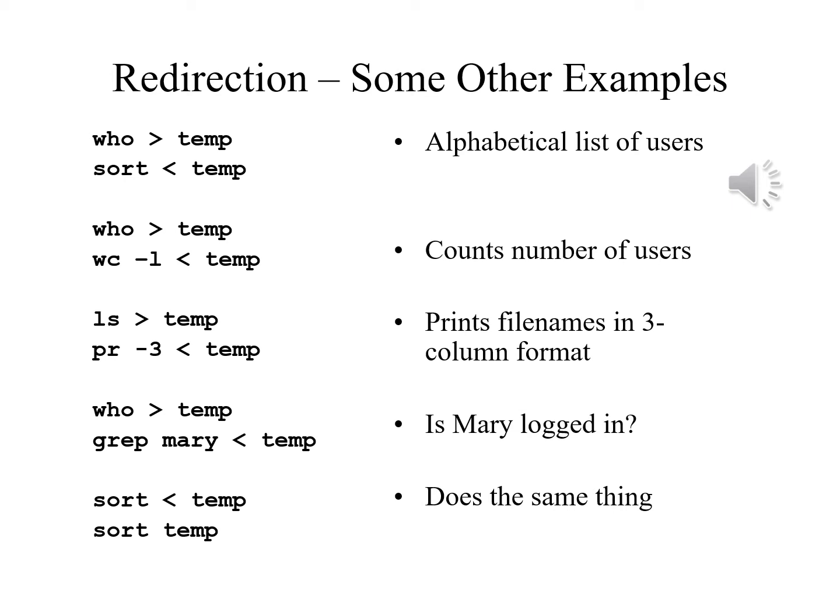Typing sort < temp and sort temp will do the same thing. Print the lines of the file temp in sorted order.